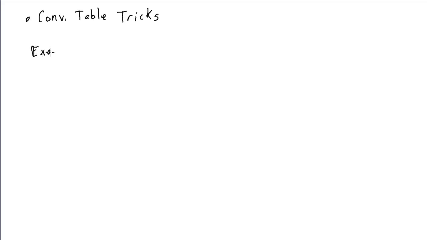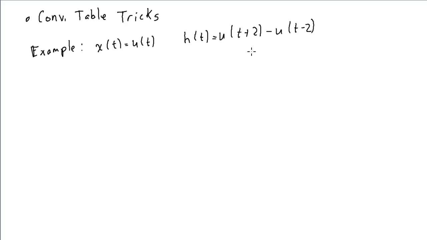So, for example, let's take a look at the problem we just worked, where x of t is equal to u of t and h of t is equal to u of t plus 2 minus u of t minus 2. Again, I can't find this directly in the table, but I can use my convolution properties. I can write y of t, x of t convolved with h of t.